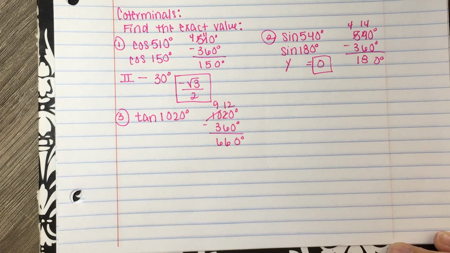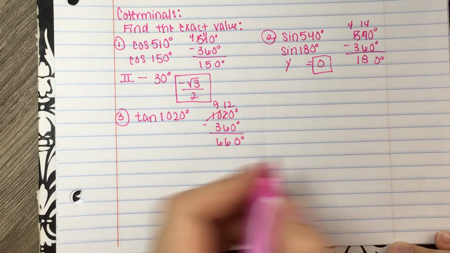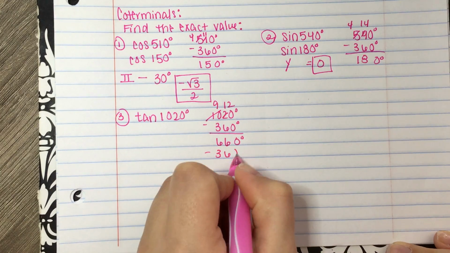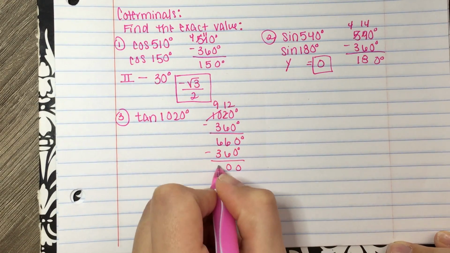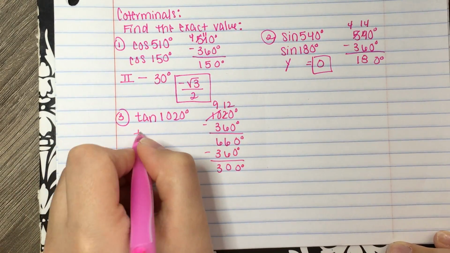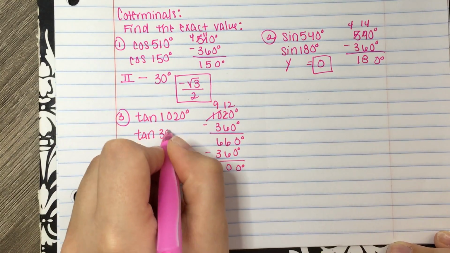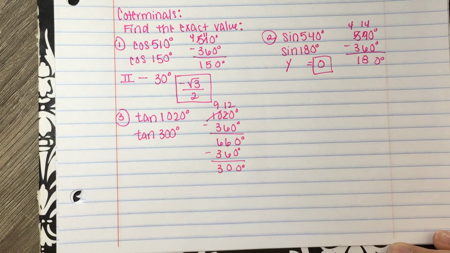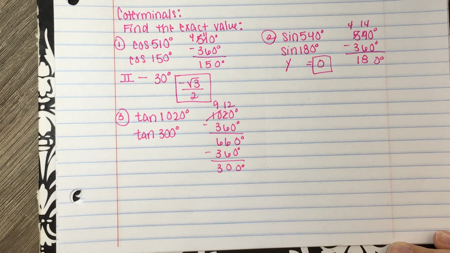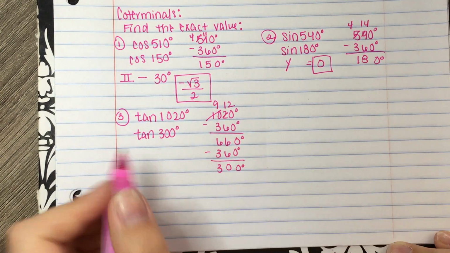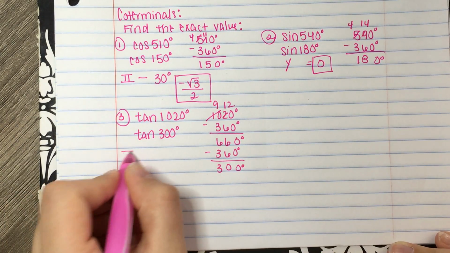But 660 degrees is still past 360 degrees. So I'm also going to go again, and I'm going to subtract another revolution using that calculator, checking my work, making sure I'm doing okay, and you can see that this is equal to 300 degrees. So 1020 and 300 degrees are coterminal. So now I can evaluate tangent of 300 degrees by figuring out what quadrant 300 degrees is in.